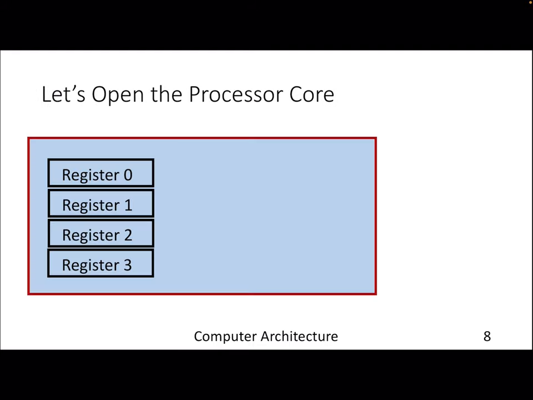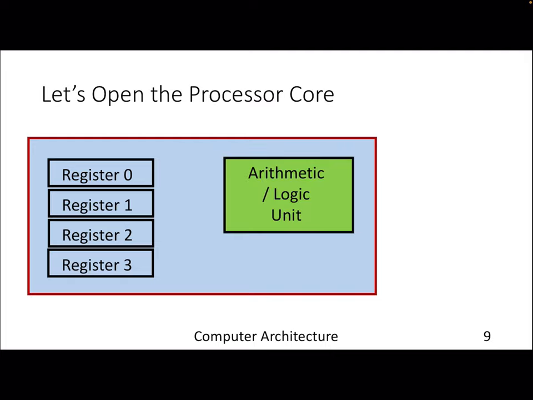If you look at the processor core, it has a set of registers. Registers are nothing but containers that can store data. You can assume you have tens of registers, let's say 32 or 64 registers. Then you have an ALU, the arithmetic logic unit, that performs various operations like addition, subtraction, multiplication, division, or whatever. This is the actual computational unit.